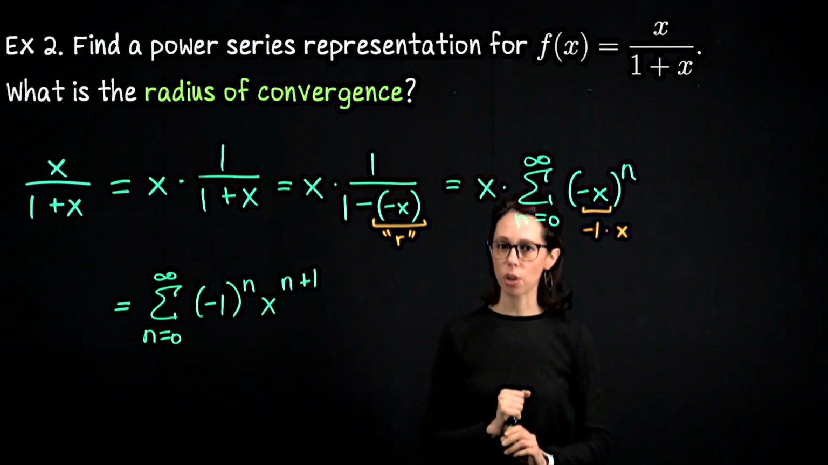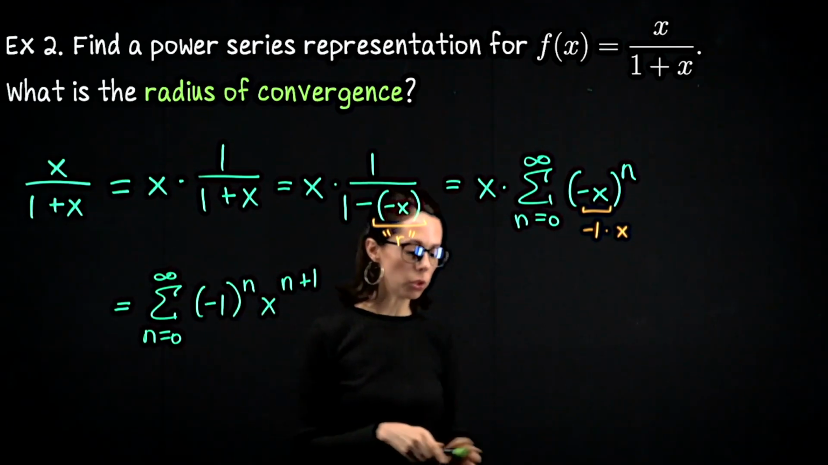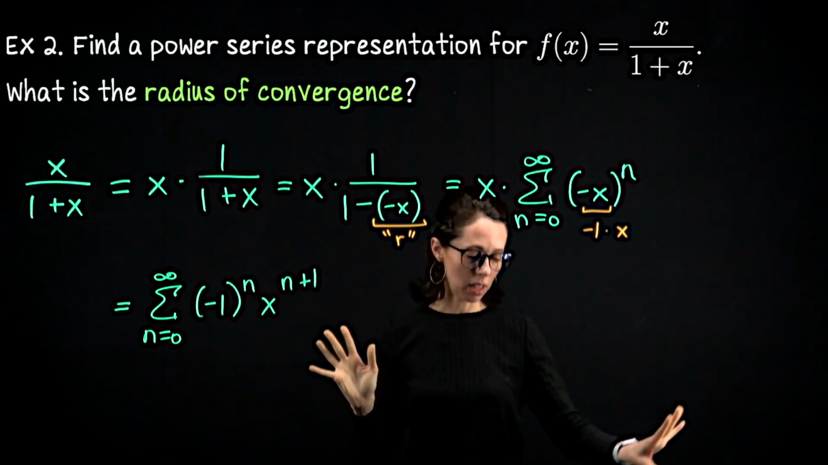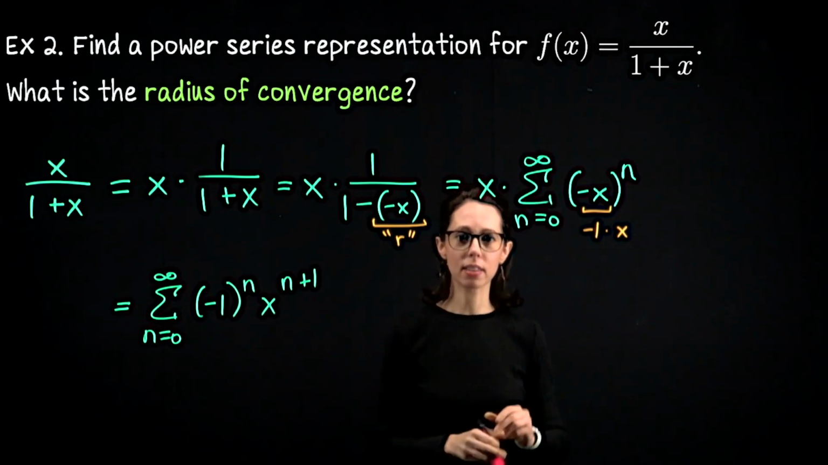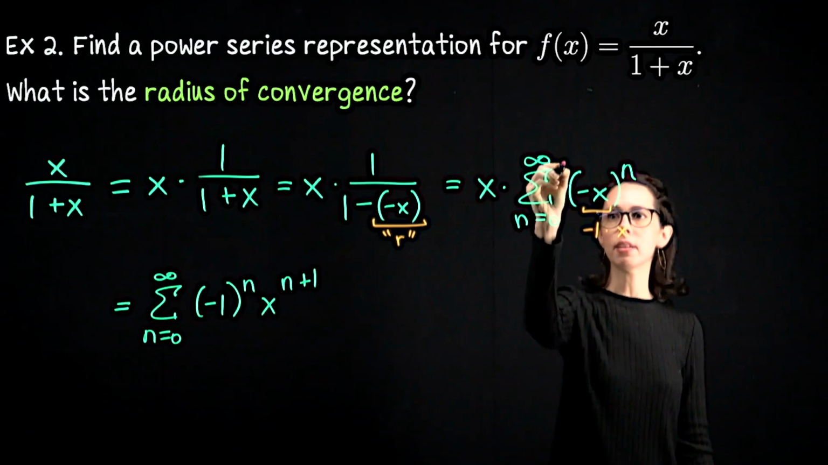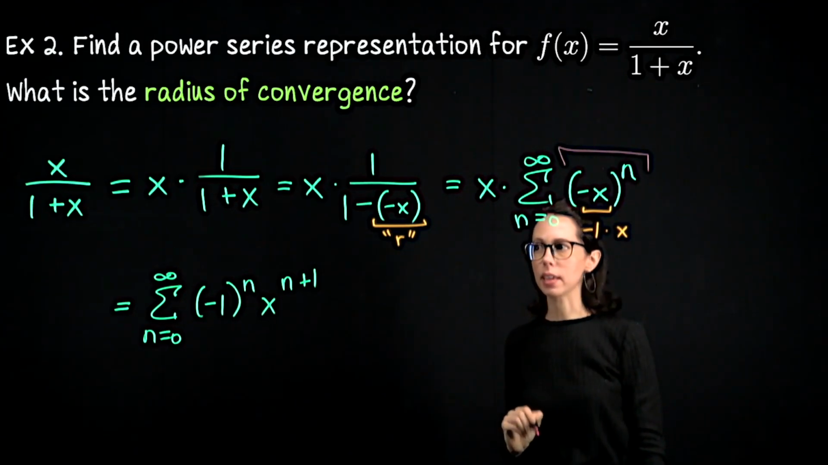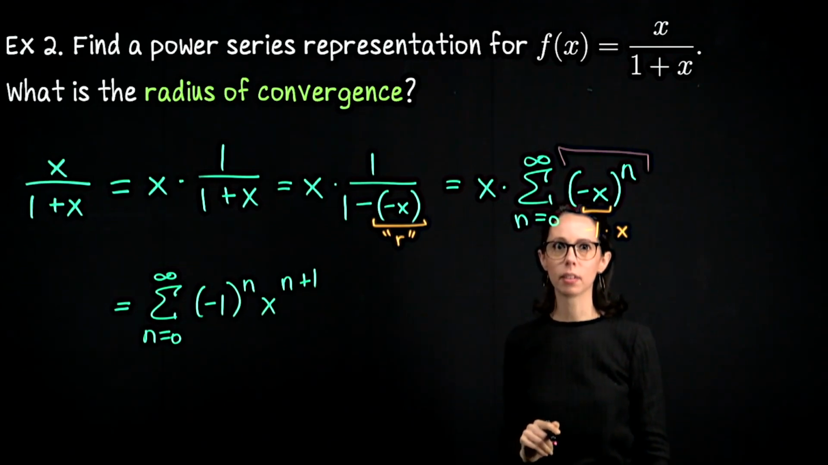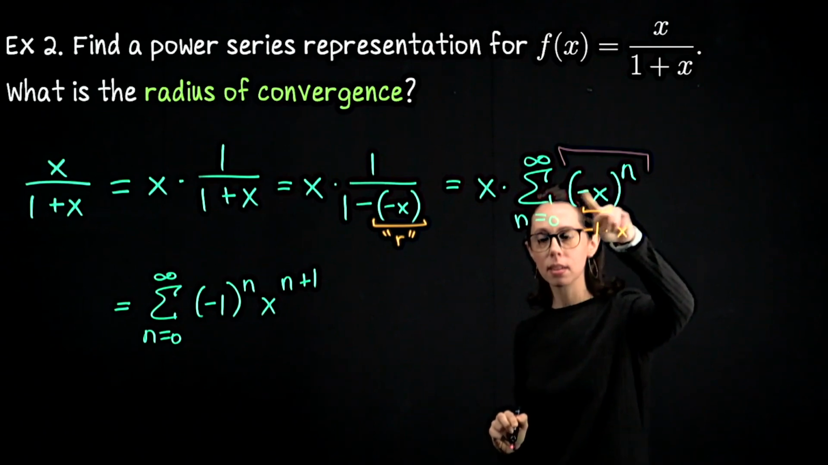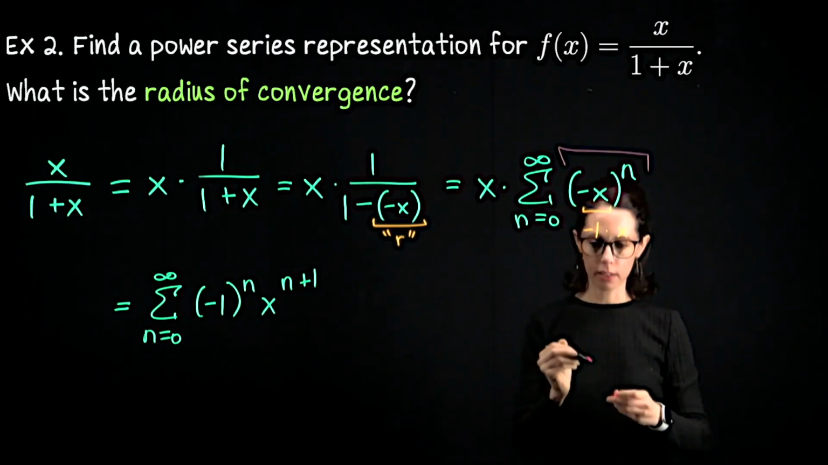What is the domain for this power series representation, or what x values cause this equality to be true? Again, if you're not sure, you can do the ratio test and check the endpoints. But what I'm going to do is identify that this is really the geometric series that I'm basing this whole computation on. So this is my geometric series, which means I need the base, what I called r here, to have an absolute value of less than 1.